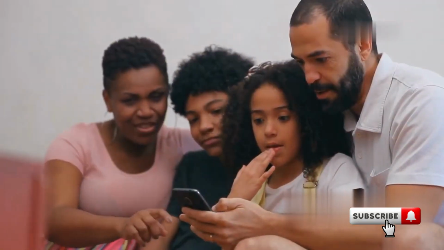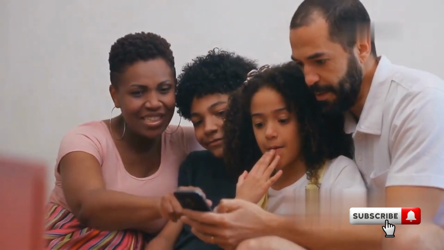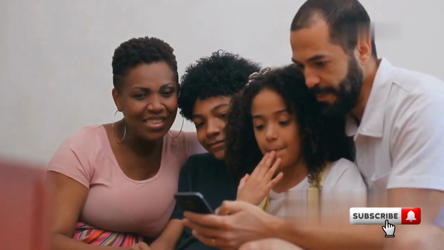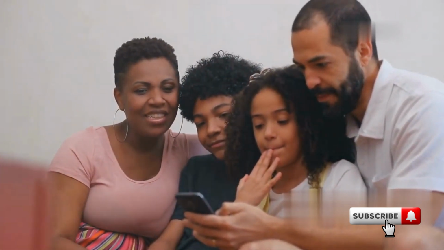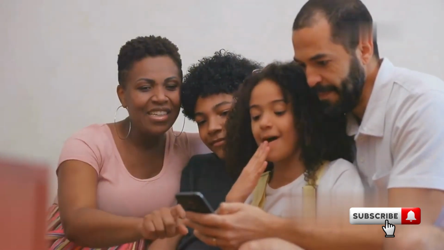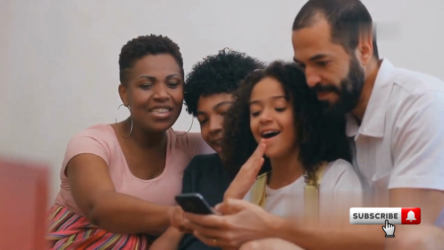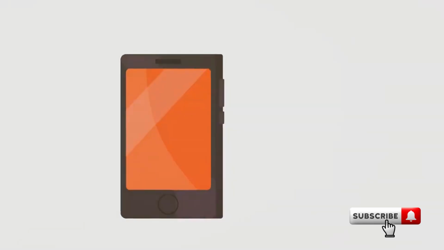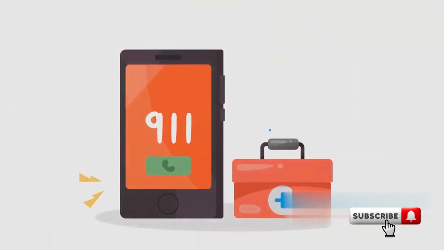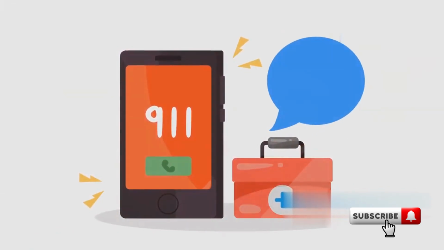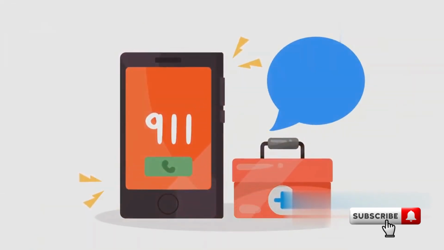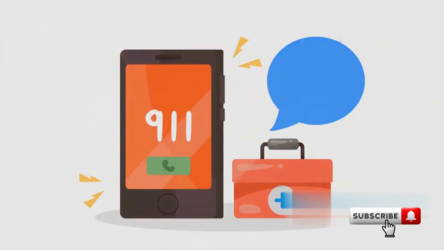Utilize family sharing. If you have family members using iPhones, set up family sharing to manage app purchases and monitor device usage. This can help ensure that everyone in your family is following best security practices. Set up emergency SOS. Enable emergency SOS on your iPhone. This feature allows you to quickly call for help and alert your emergency contacts in case of an emergency.